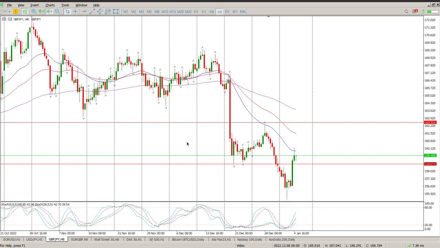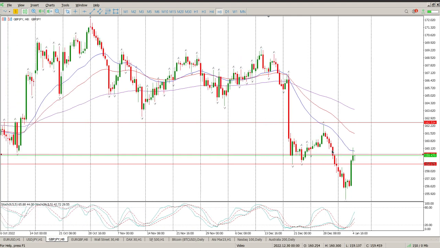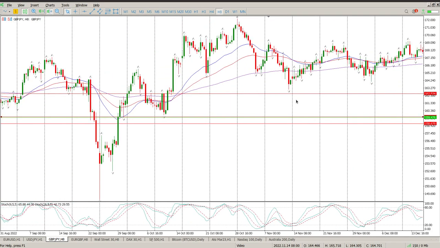Moving across to the pound, British pound, Japanese yen. Similar kind of setup. We were paying attention to this area here. Didn't materialize. We broke through it, no structure, and now we're forming a bit of structure here. Bear in mind we do have this.